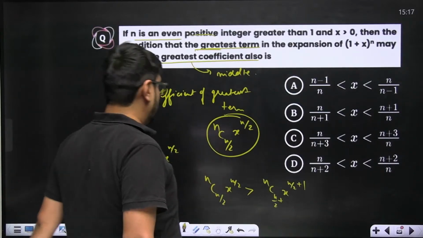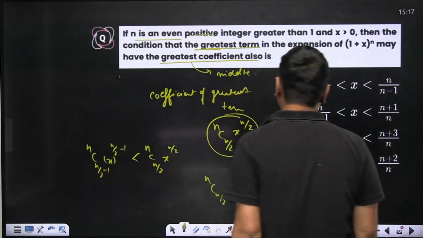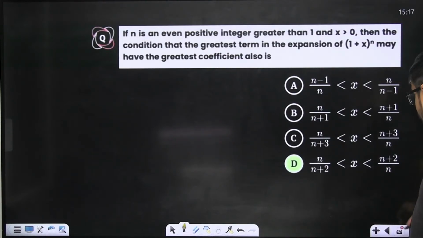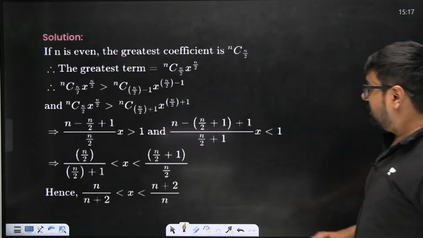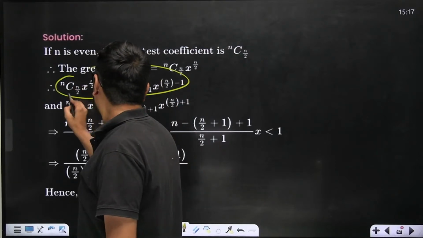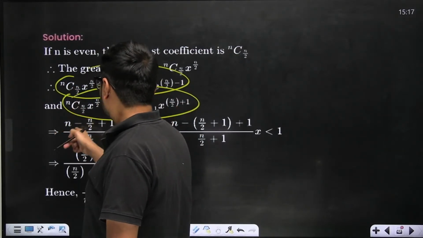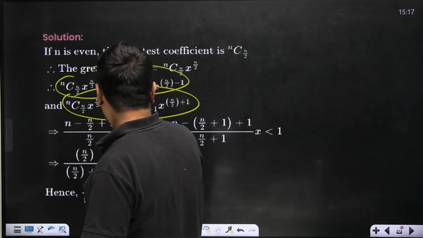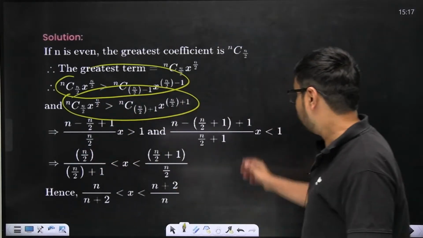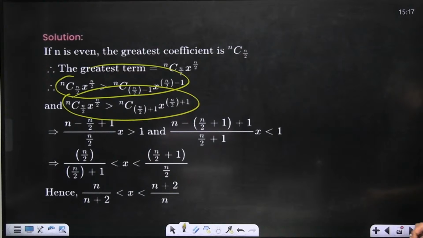We'll solve these two inequalities. Everything will get cancelled, so only (n - r + 1)/r will appear. Once we solve this and once we solve that, x will come greater than this and smaller than that. This is how we are going to get our answer.